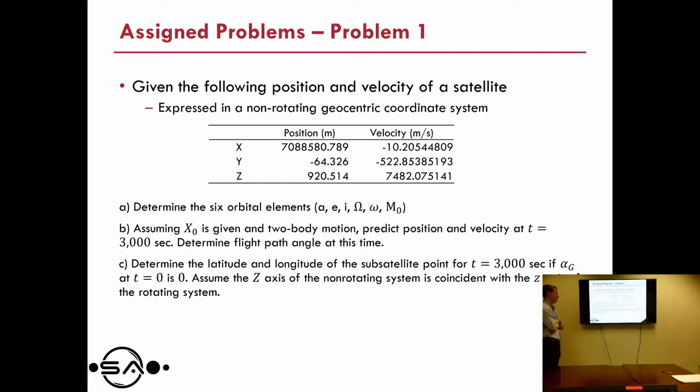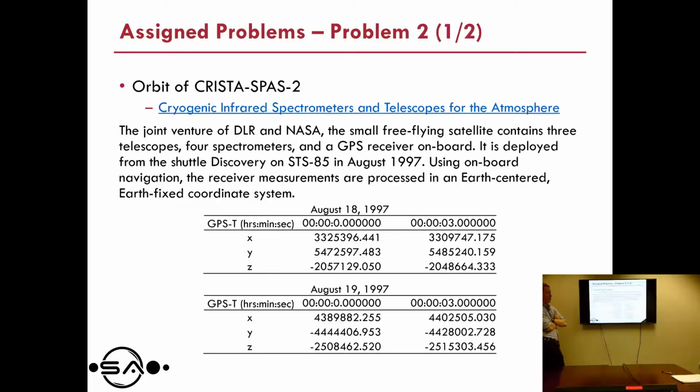For the third part, you're going to determine the latitude and longitude of the sub-satellite point, essentially the point on the Earth, for time equals 3,000 seconds, if the Greenwich angle at time equals 0 is 0. Assume the z-axis of that non-rotating system is coincident with the z-axis of the rotating system, because you're going to need an Earth-fixed rotating system in order to find that longitude and latitude. That's what's going on there.